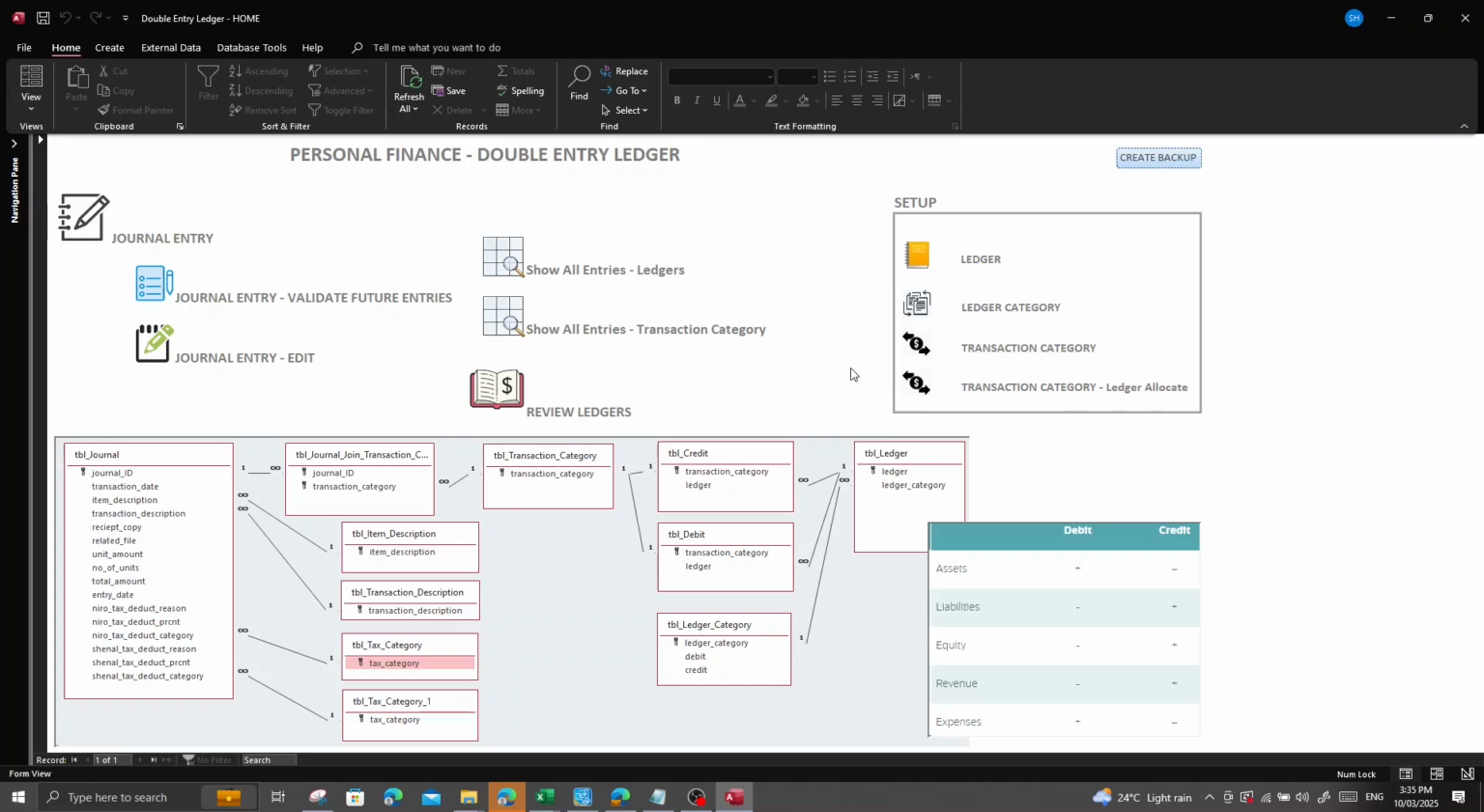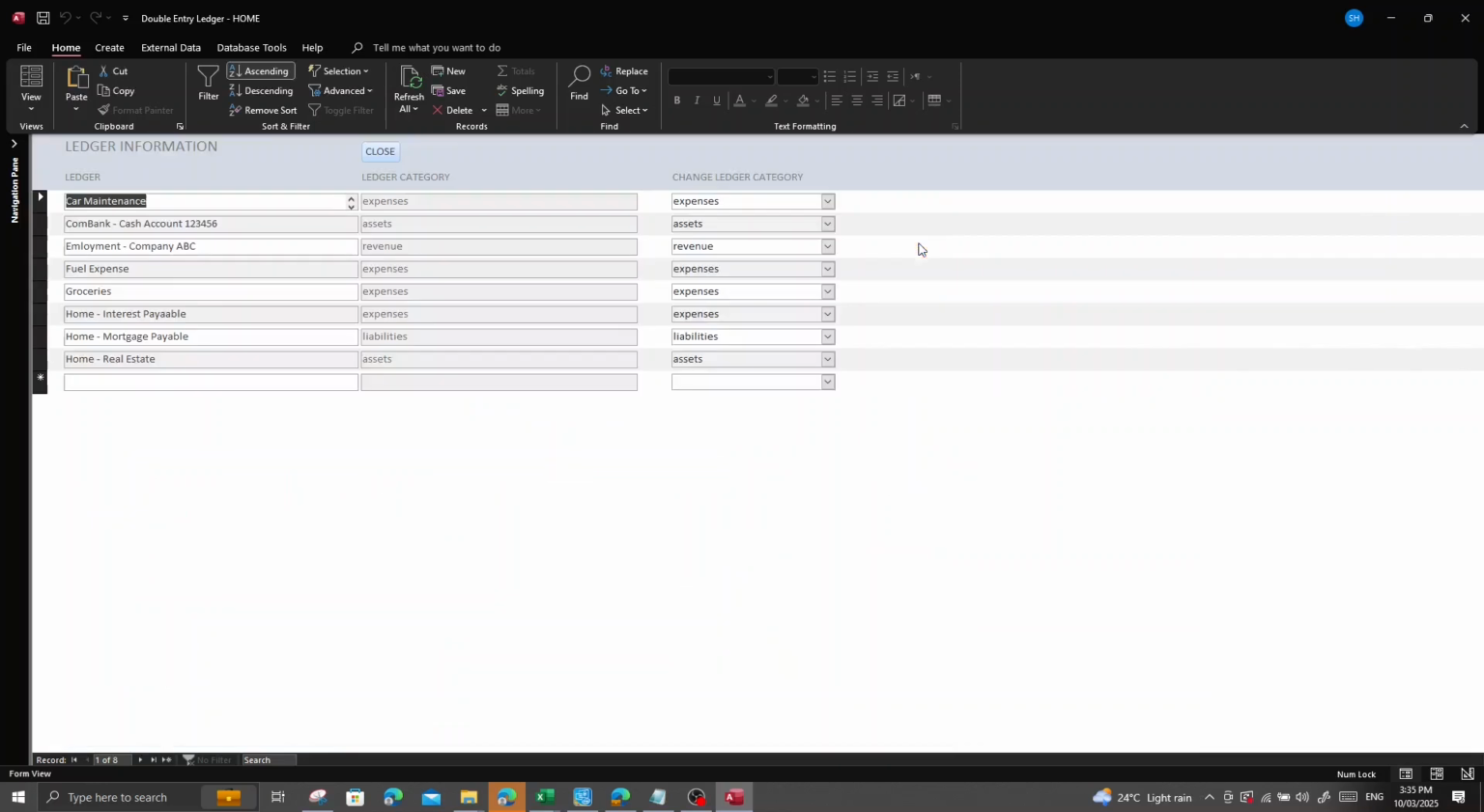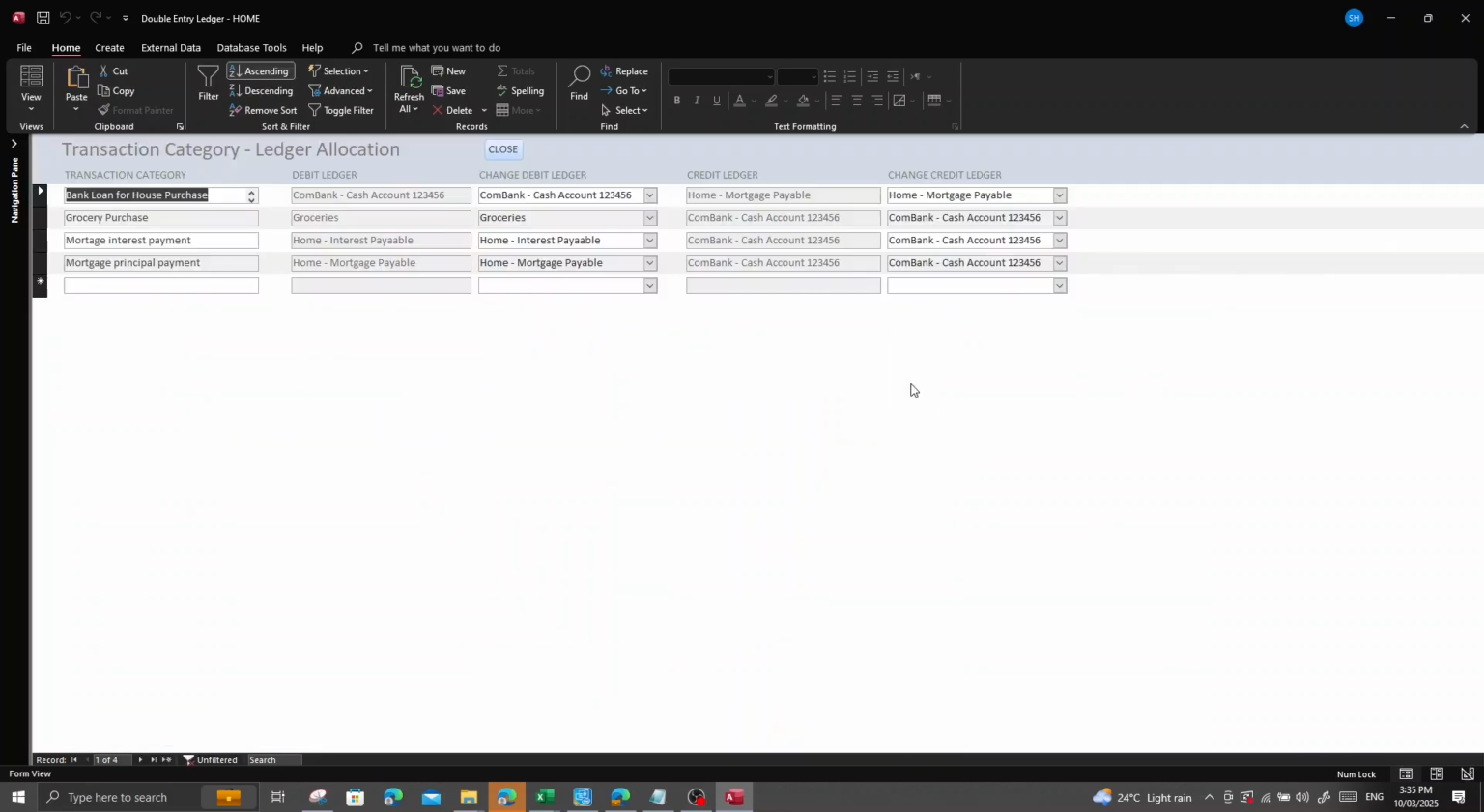So carrying on, we had already set up some ledgers here. We have already set up a few transaction categories. So let's set up a few more for demonstration purposes. Let's look at the scenario of me getting a bank loan to purchase a house and then purchasing the house and then making some mortgage payments and so on.